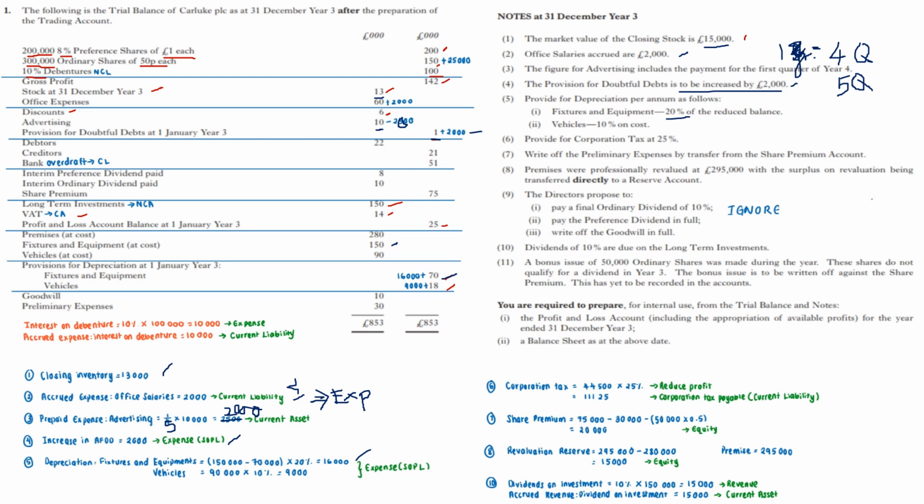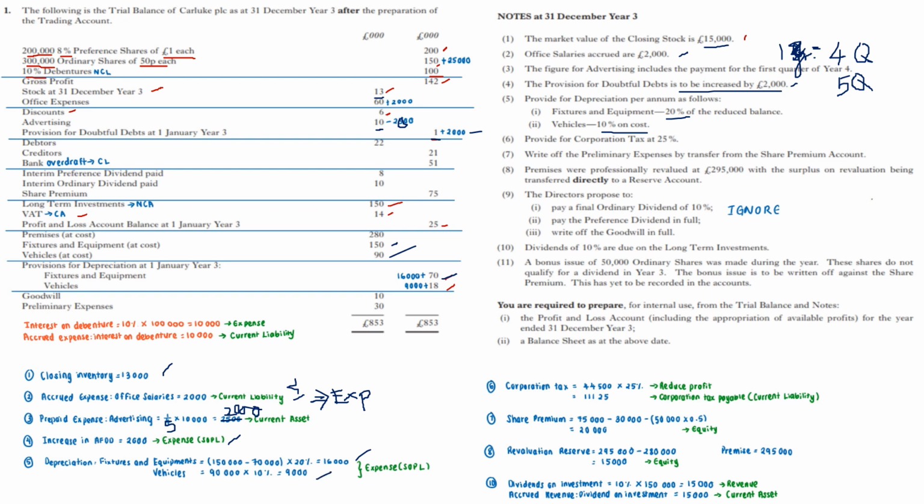So you need to use the net book value. What is the net book value? It is the cost minus your provision for depreciation from last year. So that's what they call the reducing balance method. Whereas for vehicles is 10% on cost. So you simply take the vehicle at cost, which is 90,000 times 10%.